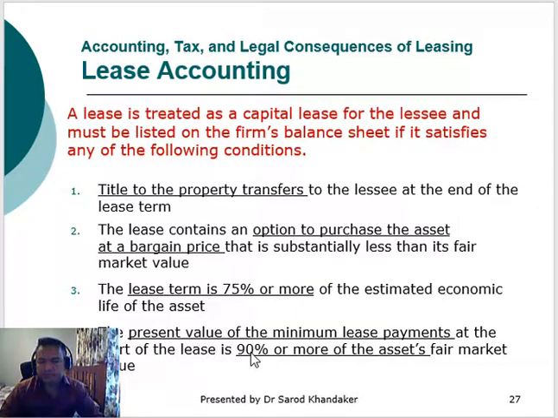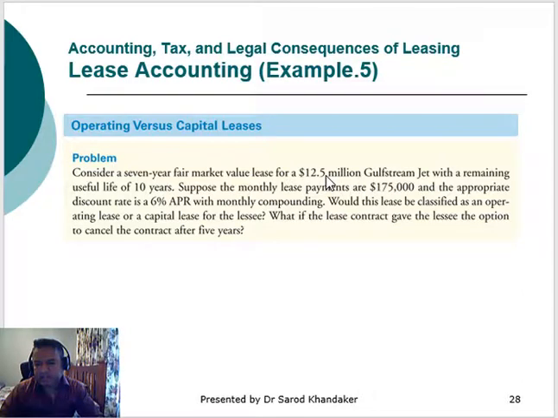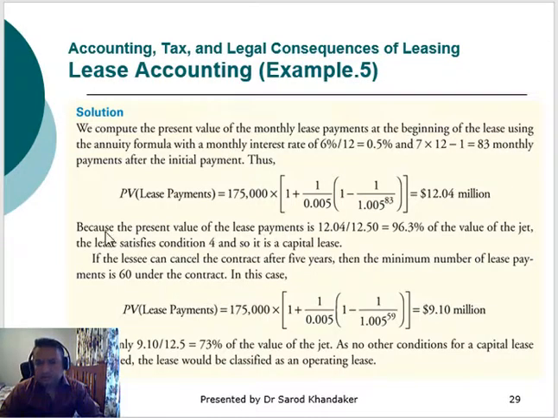As we know, if the lease contract fulfills any of the 4 conditions, then it will be treated as a capital lease. Otherwise, it will be treated as an operating lease. So the present value of the lease payments is 12.04 million, and the actual price of the asset is 12.5 million. Because the present value of the lease payments is more than 96.3% of the actual value of the jet, it satisfies condition 4 and it is a capital lease.